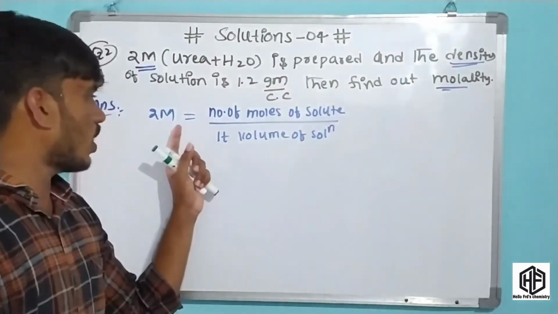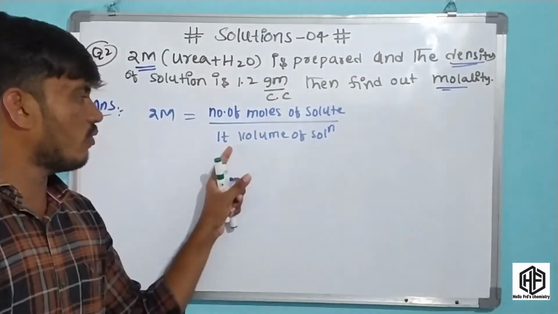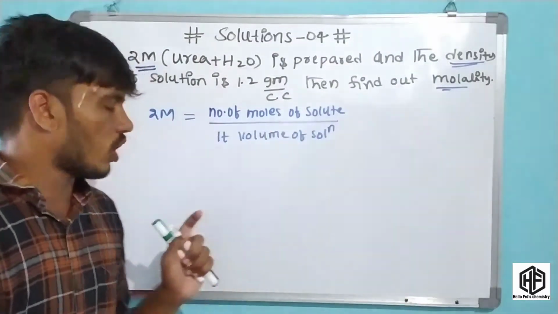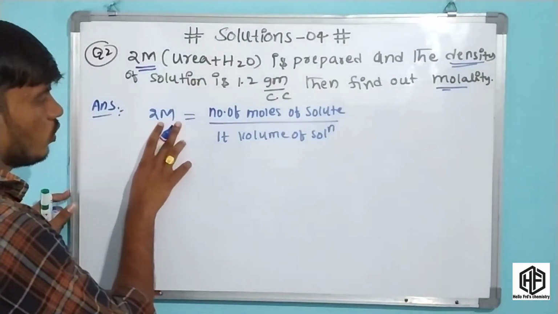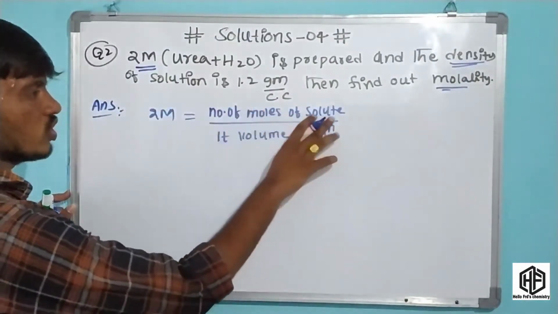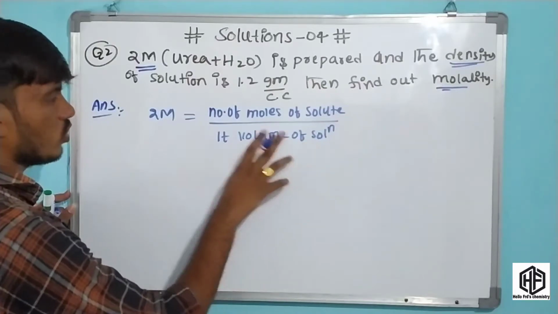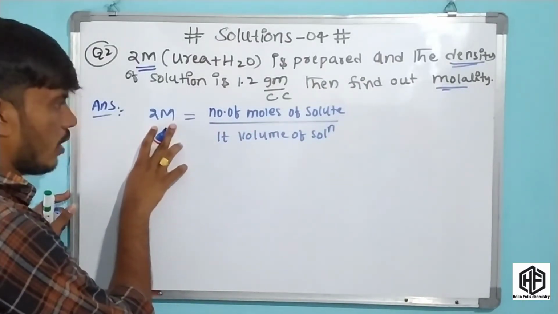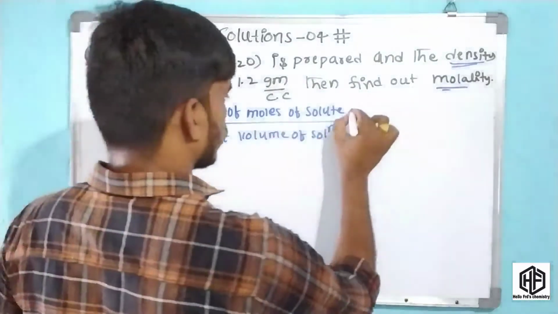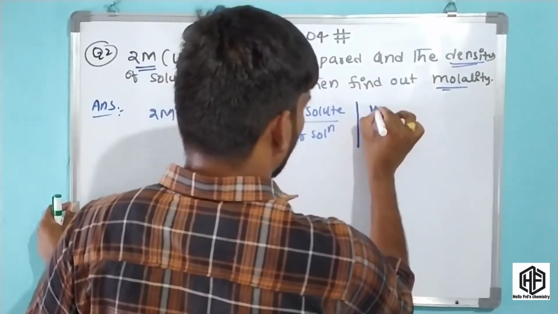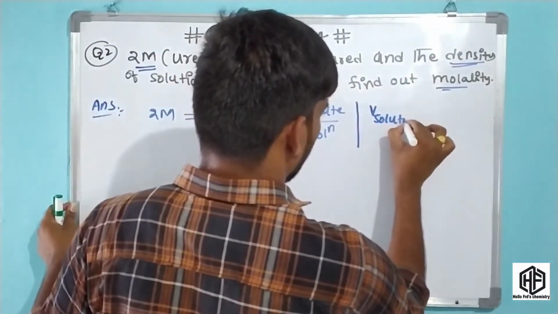Okay friends, 2 molarity means number of moles of solute by 1 liter volume of solution, that is called molarity. Now 2 molar, 2M, means 2 moles of solute by 1 liter volume of solution, that is called 2M.